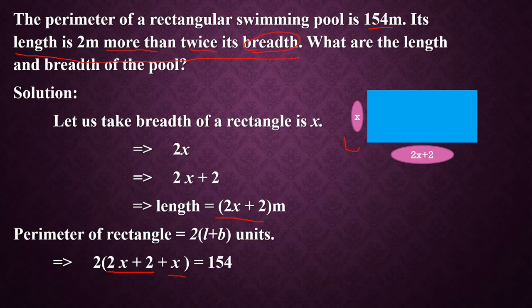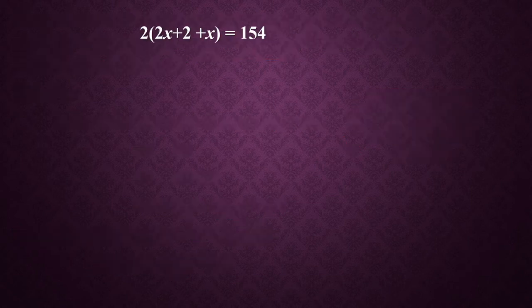Then in the formula itself there is 2 into, so 2 we have written. So this is equal to the perimeter of the rectangle, equal to 154. They already gave it in the question. So equal to 154. Now we have to solve this equation. So here 2 into (2x plus 2 plus x) equal to 154.